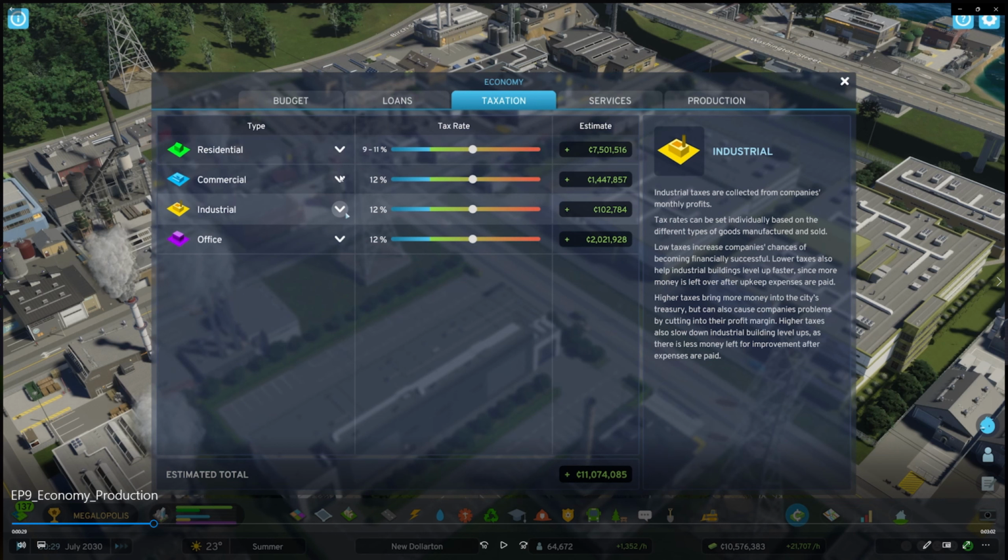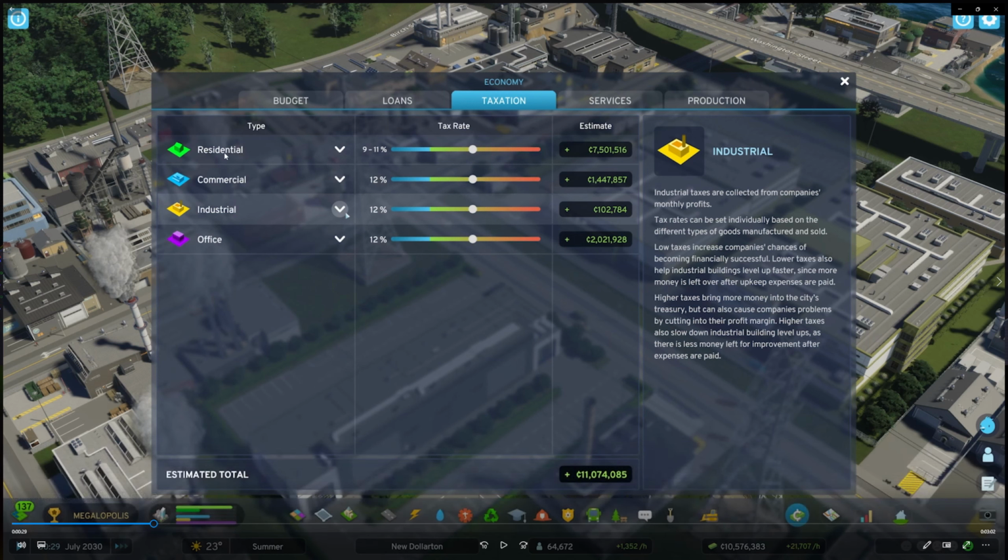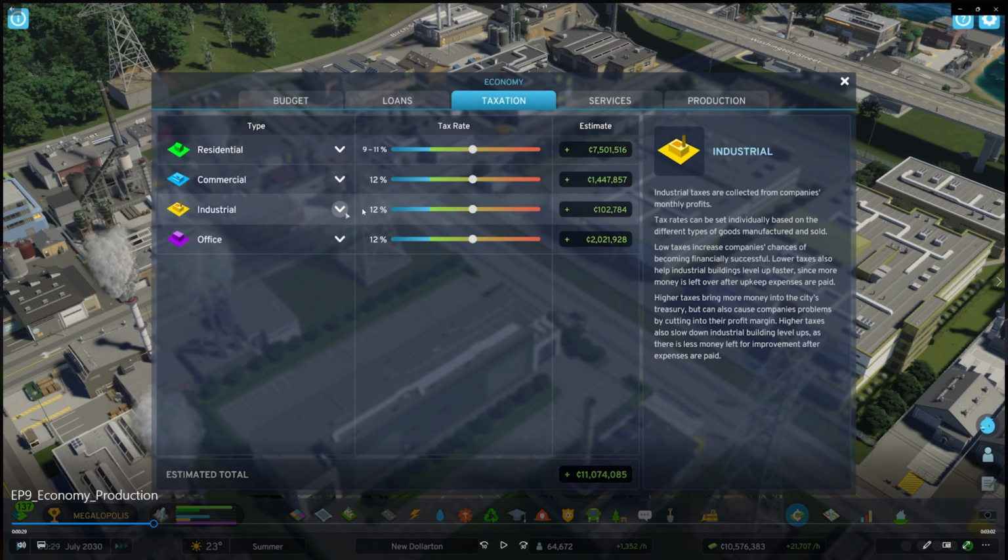And as you can see in here, you have these arrow options, which will allow you to change the tax rate per type of residential. Or residential is actually taxing the education level of the citizens. And then industrial, the type of industry and so on.